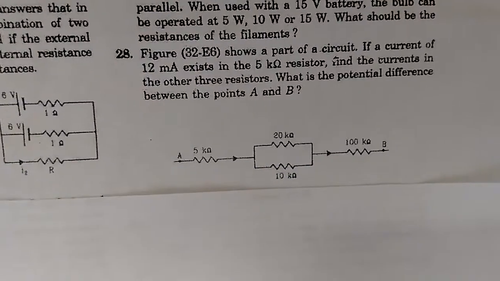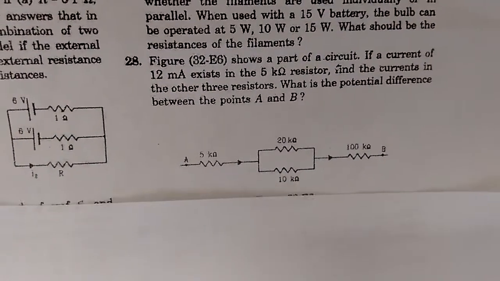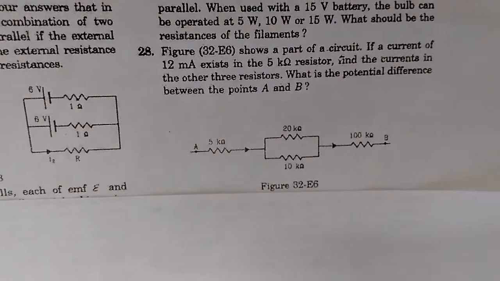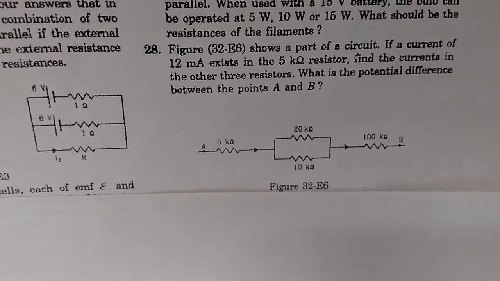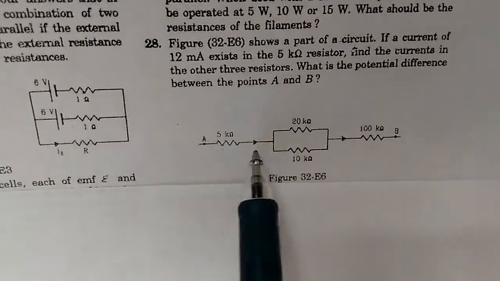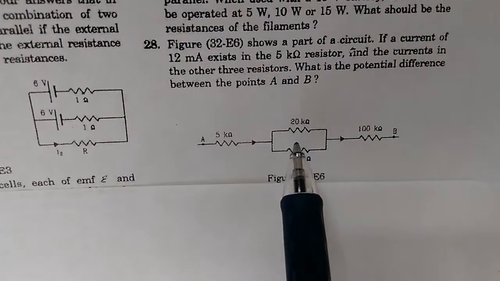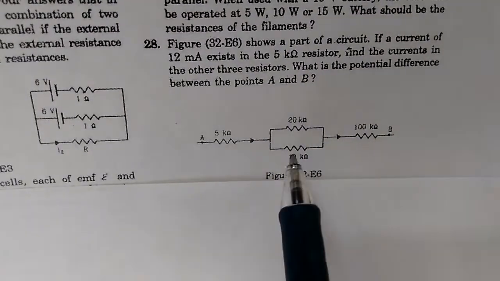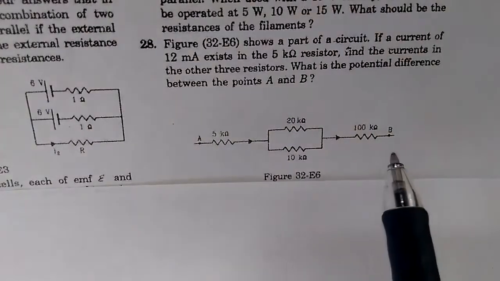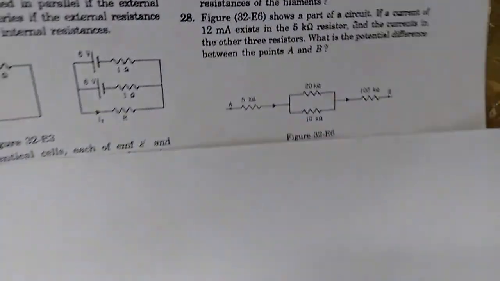Question number 28, figure 32.E6 shows part of the circuit. If current 12 milliampere exists in the 5 kilo ohm resistor, find the currents in the other three resistors, this and this. And finally, what is the potential between point A and point B?